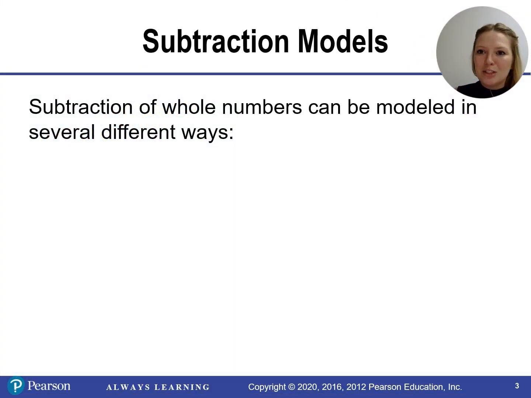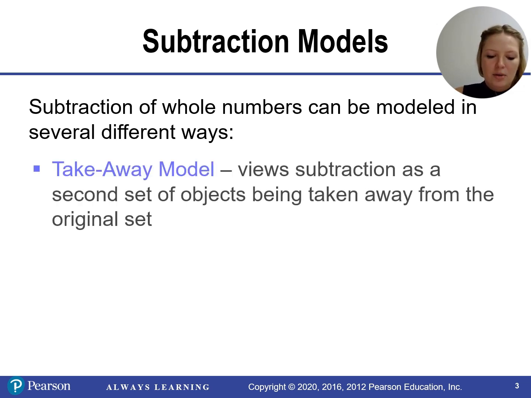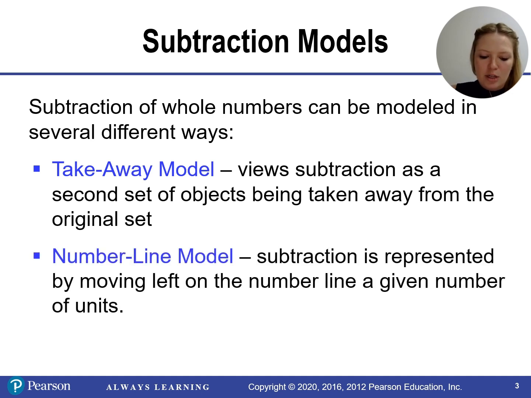We can model subtraction in a lot of different ways, but a couple of common ones are the takeaway model. The takeaway model views subtraction as a second set of objects being taken away from an original set. This mirrors problems in addition where we are adding to. If we have an original amount and we add to it, we can mirror that with subtraction, which is taking away. Another way we could think about subtraction is with a number line model. Subtraction is represented by moving left on the number line a given number of units.